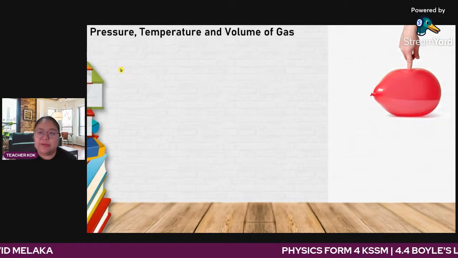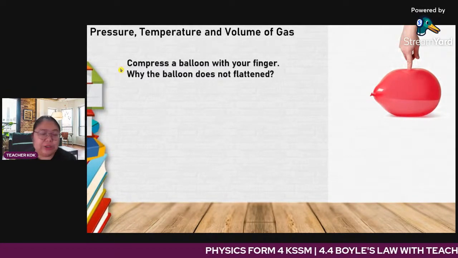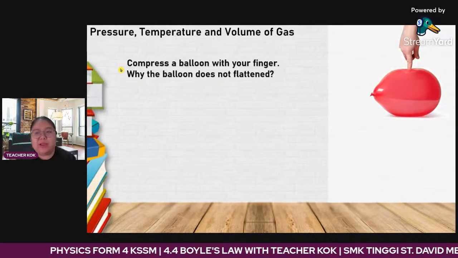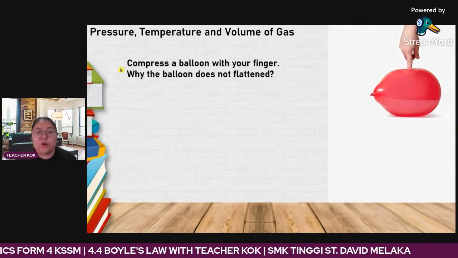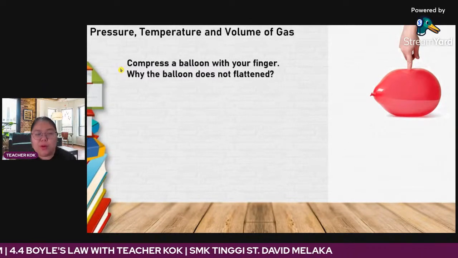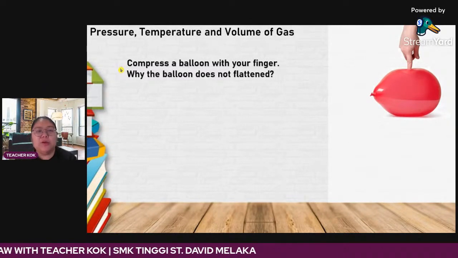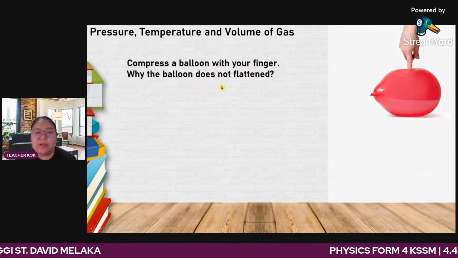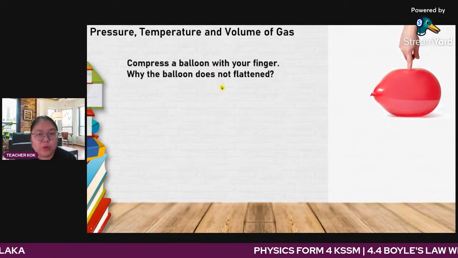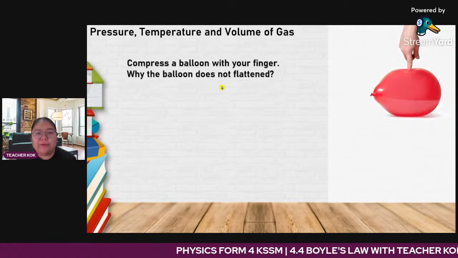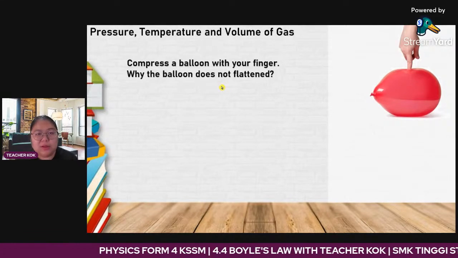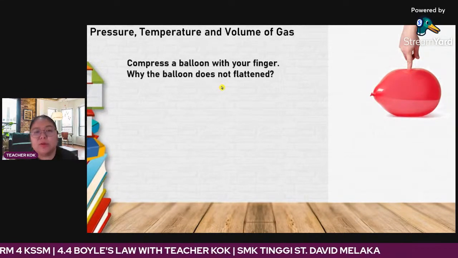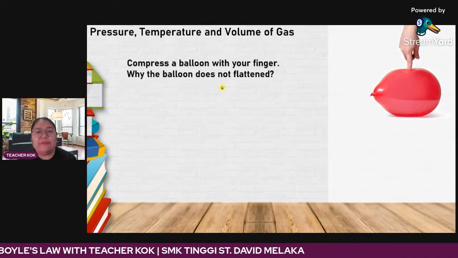Let's see the first one, the introduction. You can see the diagram, a balloon. If you use your finger to press the balloon, I don't ask you to press so hard, it will just spoil. So you press just a bit. You compress a balloon with your finger. Why does the balloon not go flat? Only use your finger, don't use your hand. You find it will push back after you release. So this is why it does not go flat.